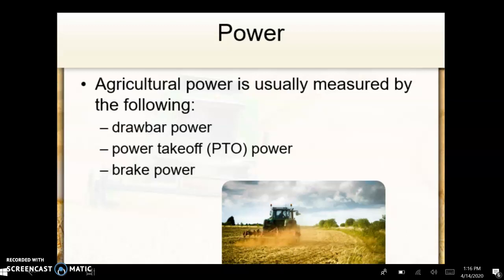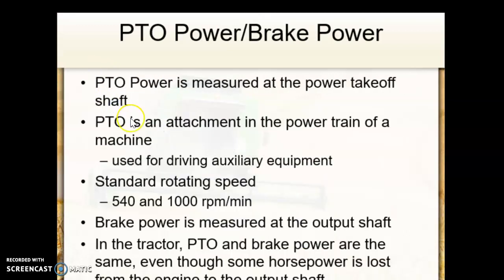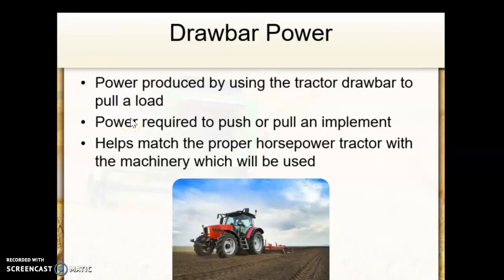So the three types of agricultural power are drawbar power, power takeoff power, and brake power. And today we're going to talk about all three of those in more detail. The first is drawbar power.